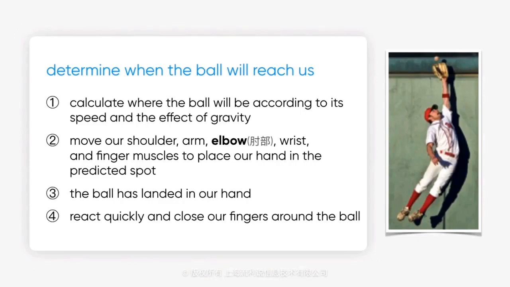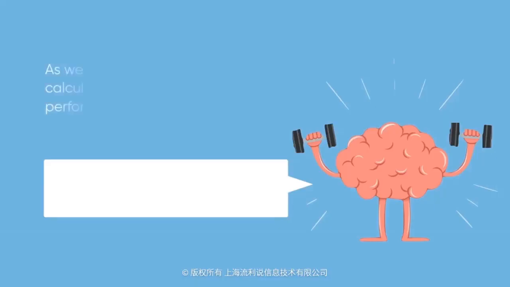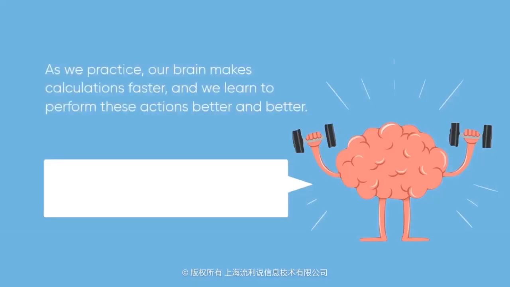As we can see, even the simplest game of catch requires the brain to complete several complex calculations without us even noticing. As we practice, our brain makes calculations faster, and we learn to perform these actions better and better. As they say, practice makes perfect.